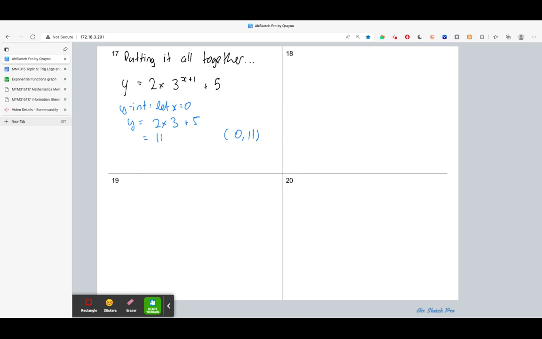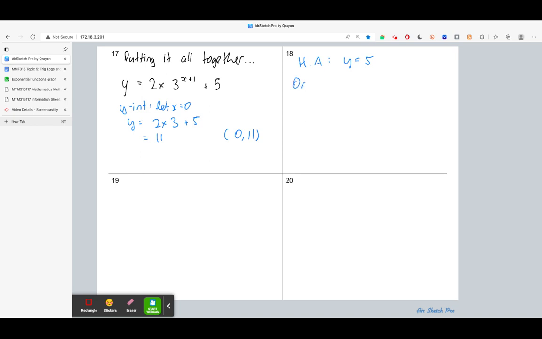X-intercept, do we have one? Better check first. Horizontal asymptote is y equals 5. No need to overthink it. It's just that bit there. Now, if I've got a y-intercept, a horizontal asymptote of y is equal to 5, then can I suggest to you that we're not going to have any x-intercepts? So that's all good. Next thing I do is just pick one other value. I'm going to pick x equals minus 1.